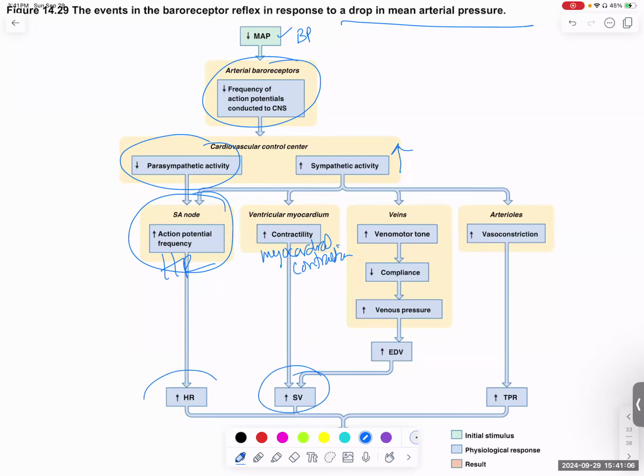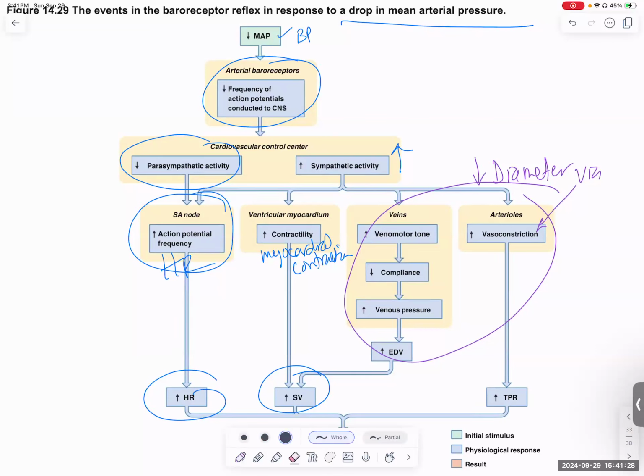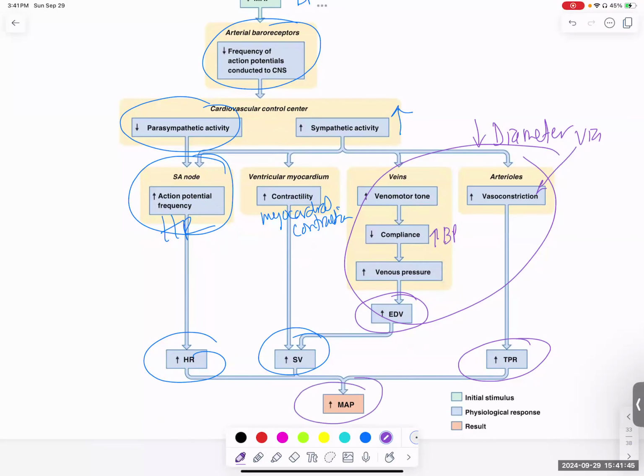which increases stroke volume. You're decreasing the diameter of the veins and decreasing the diameter of the arteries. So this is a decrease in diameter via vasoconstriction. And both of those things are going to increase total peripheral resistance and increase return of blood back to the heart, because you've increased BP in the venous system. And all of those things are going to bring mean arterial pressure back up.